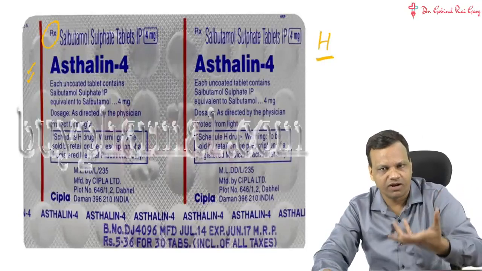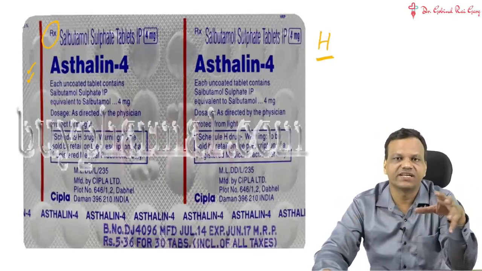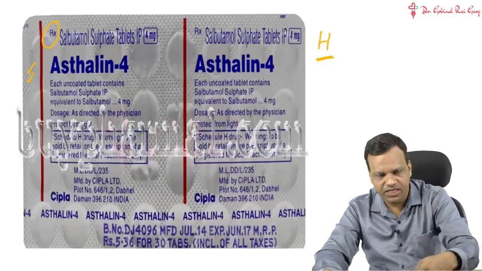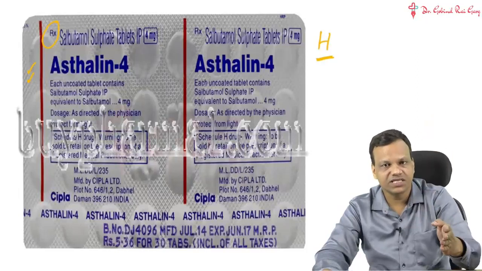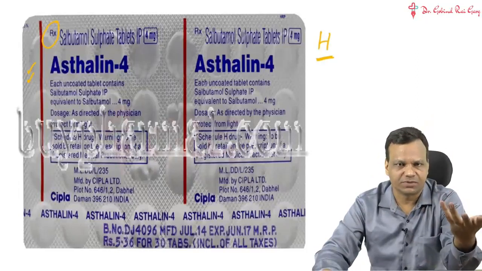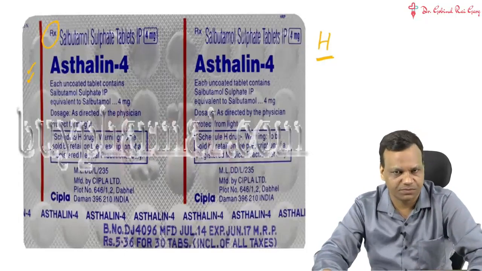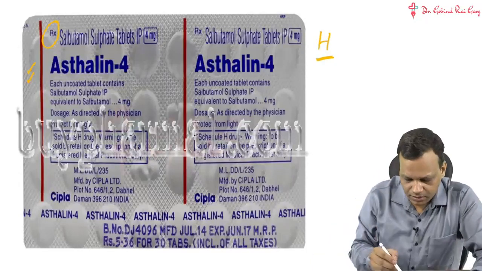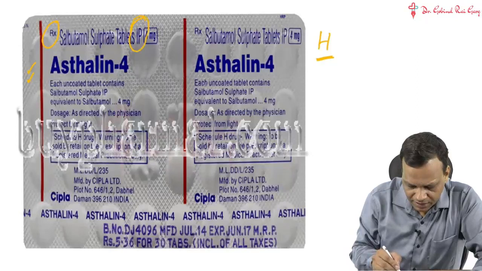Clear? Remember, pharmacists who have to dispense so many drugs to so many patients, they simply bring out the strip and see the red line is present. So they will ask, give me the prescription. So they can give only on prescription. Clear? Then this word IP.